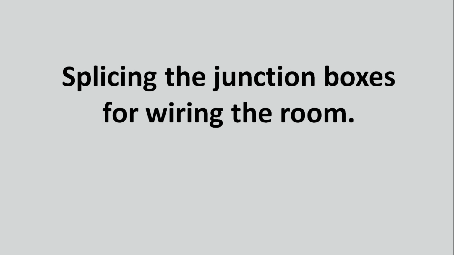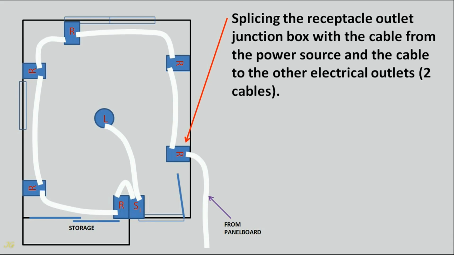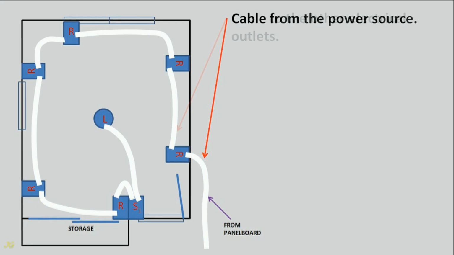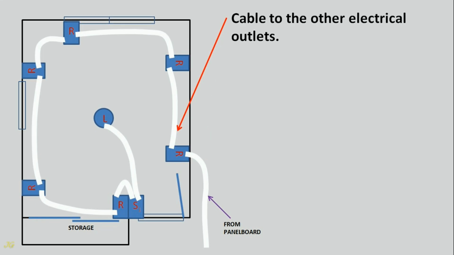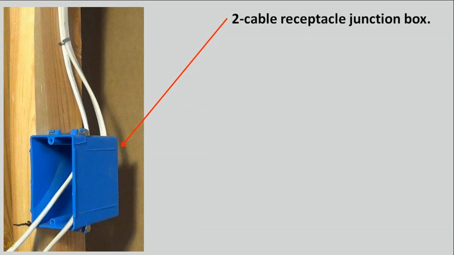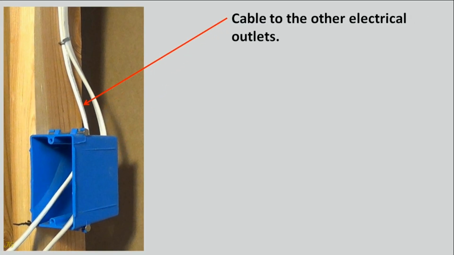Splicing the junction boxes for wiring the room. Cable run between the junction boxes in this example. Splicing the receptacle outlet junction box with the cable from the power source and the cable to the other electrical outlets, 2 cables. Cable from the power source. Cable to the other electrical outlets. All of these 2 cable junction boxes are spliced in the same way. 2 cable receptacle junction box. Cable from the power source. Cable to the other electrical outlets.